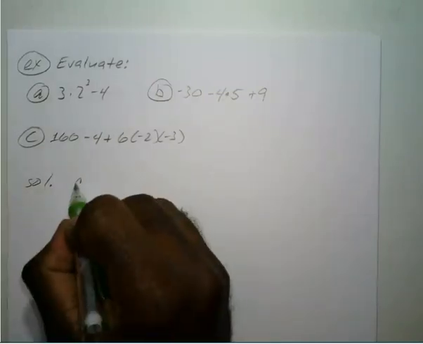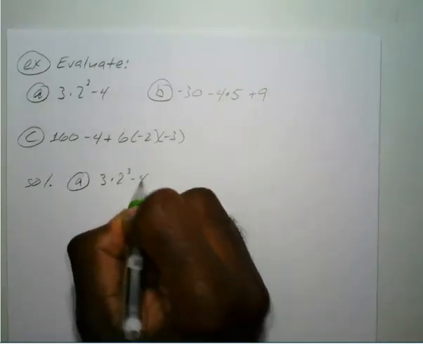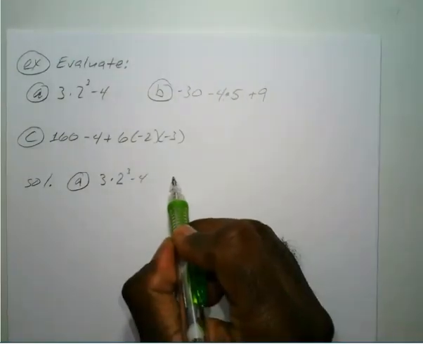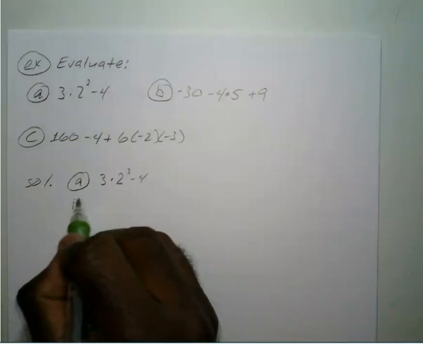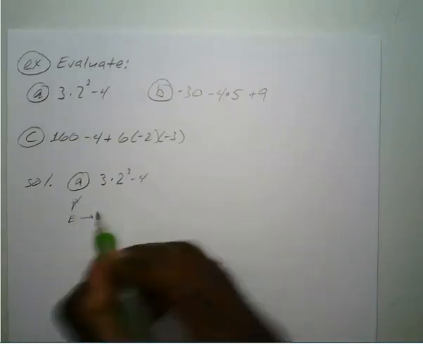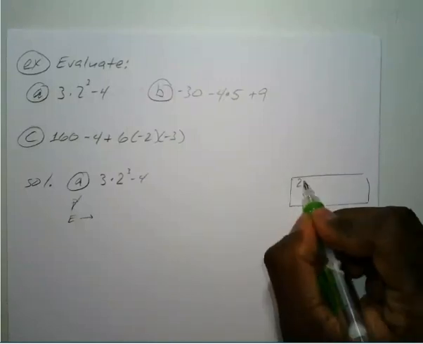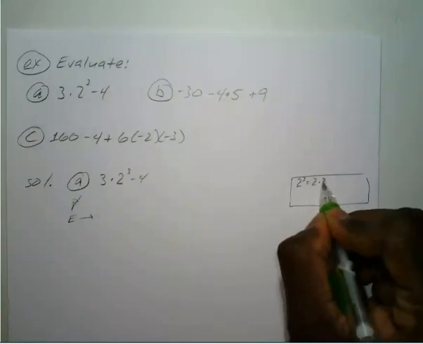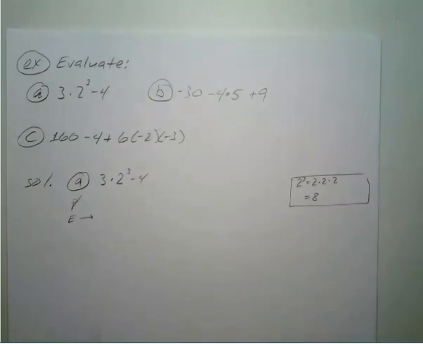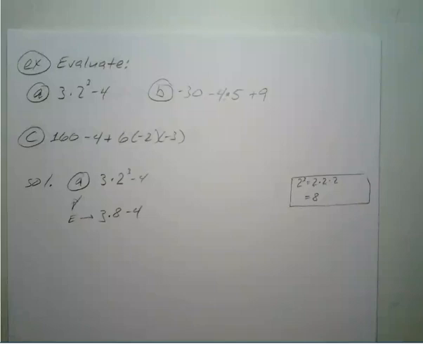Okay. Now for A, 3 times 2 to the third power minus 4. We have to see if we have any parentheses. So no parentheses. We have an exponent. Remember, 2 to the third power is 2 times 2 times 2. 2 times 2 is 4. 4 times 2 is 8. So 3 times 8 minus 4.